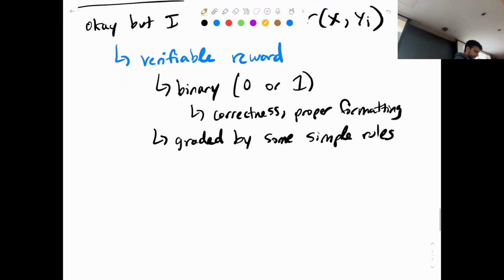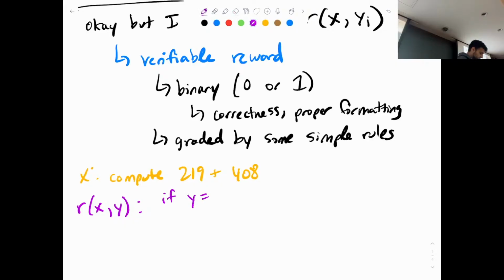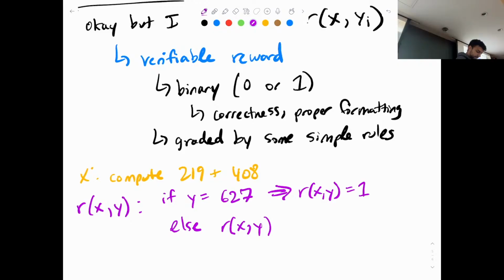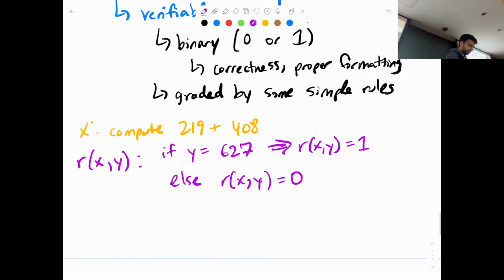So let's take a simple example here just to make sure everyone's on the same page. Compute 219 plus 408. Let's say that's our prompt. Then we can implement a reward which is: if y equals 627, this gets a score of 1, and otherwise it gets a score of 0. So this is an example of a correctness reward.